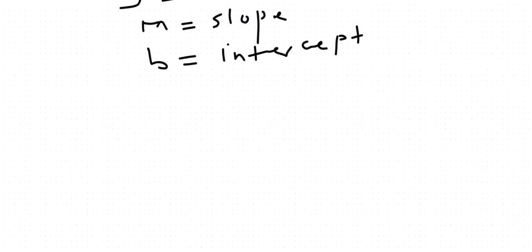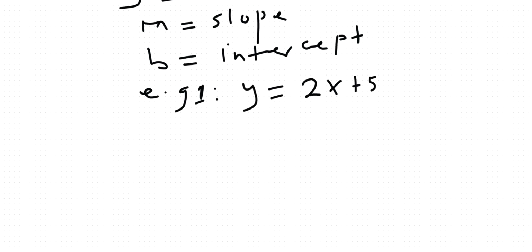An example is this. Let's have example one. If I have y equals 2x plus 5, we call this slope intercept form.